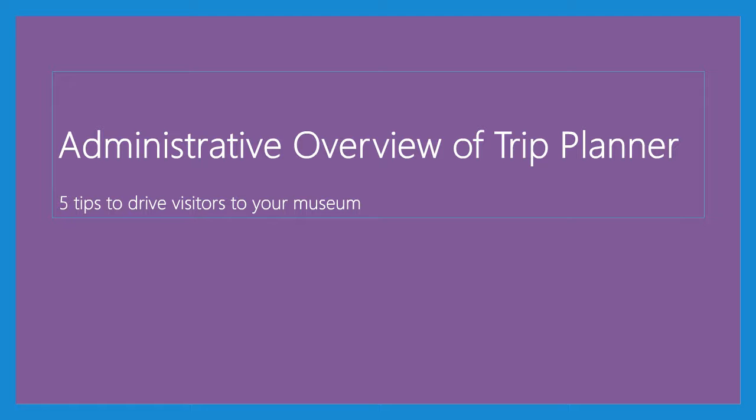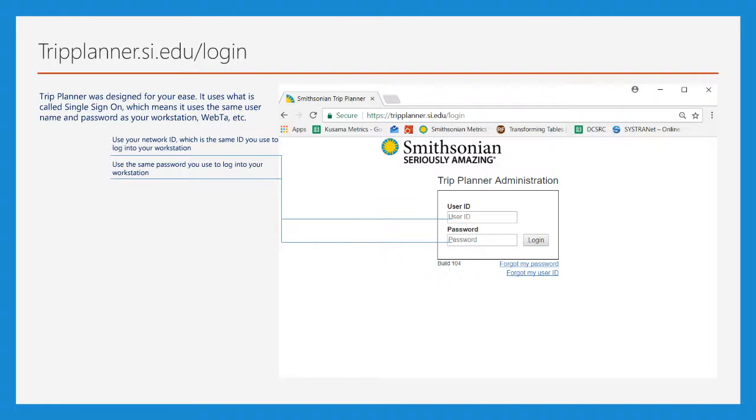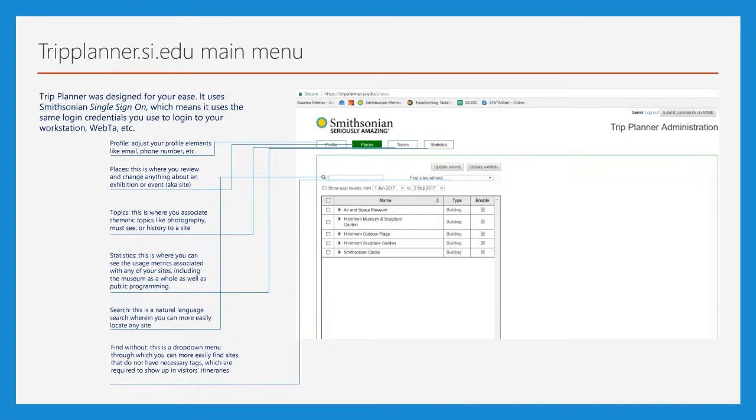Now let's dive into an administrative overview of Trip Planner. First, navigate to the URL tripplanner.si.edu/login. In the 2 fields, enter your Smithsonian Network credentials. Once logged in, you will be brought to the main menu of the Trip Planner Administrative Portal.